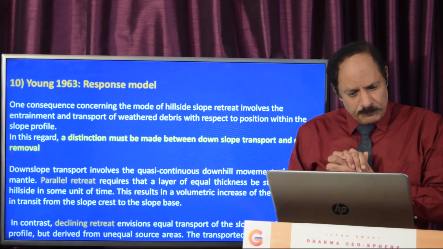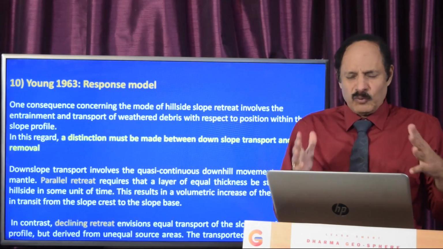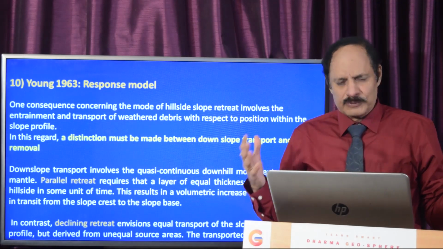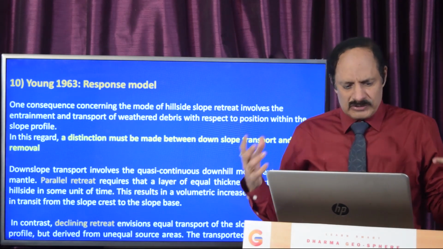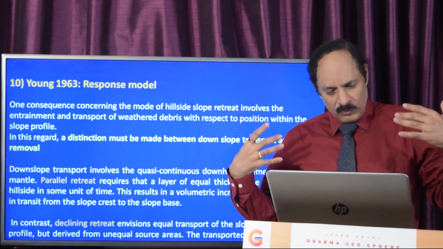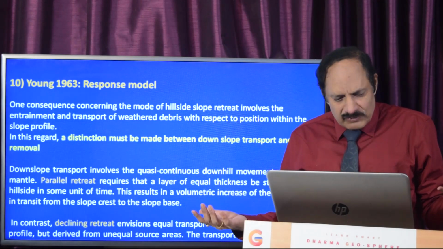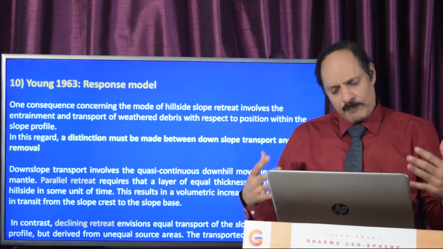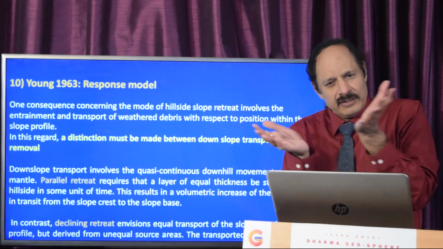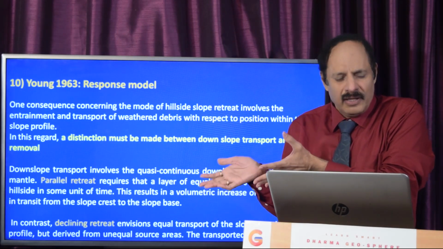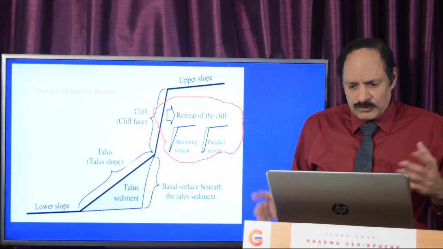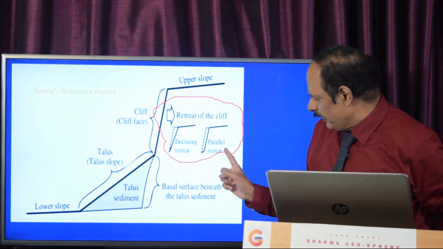Then Young's response model. This is the last model, which I thought is an important one, the distinction made between slope transport and direct removal. He brings in two concepts, parallel retreat and declining retreat. The parallel retreat happens because of quasi-continuous downhill movement of the slope mantle, whereas the declining retreat happens because of equal transport of the slope mantle across the profile. So one is related to the downhill movement of the debris on the slope, the other is because of the added transport. So you can see both the declining retreat and the parallel retreat.